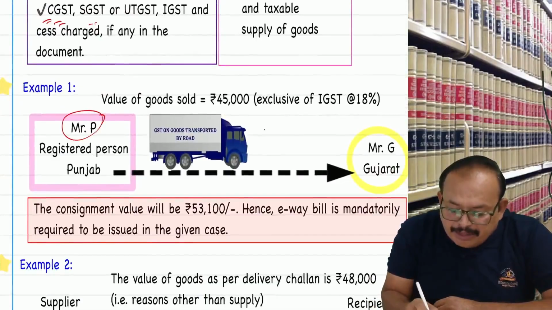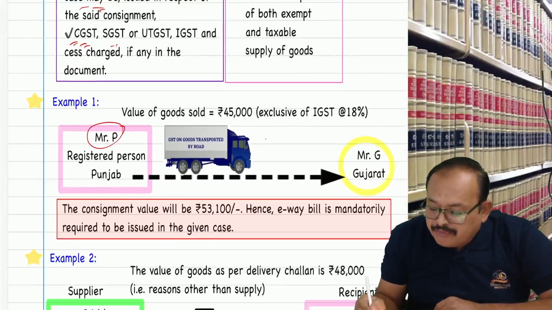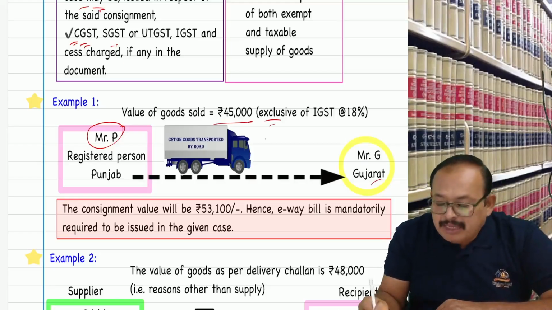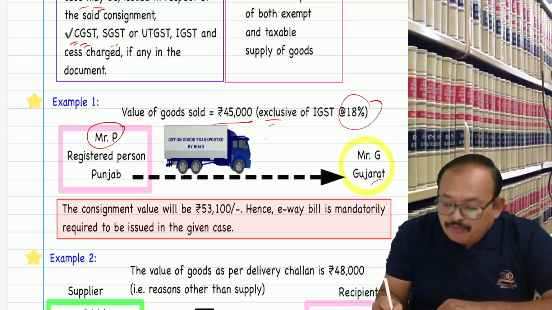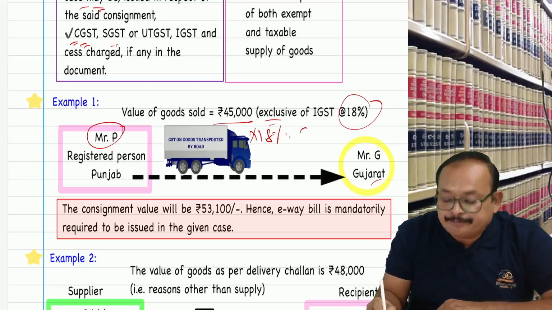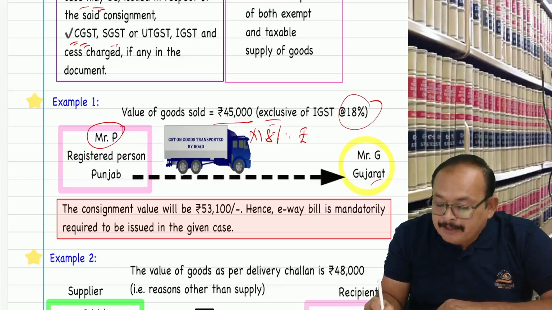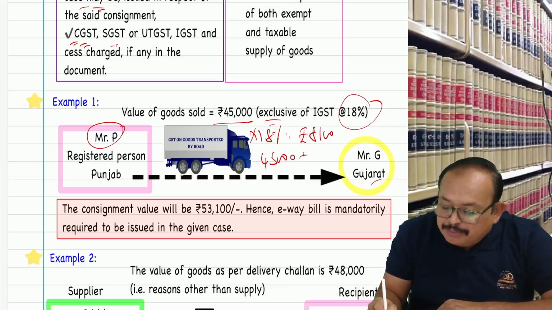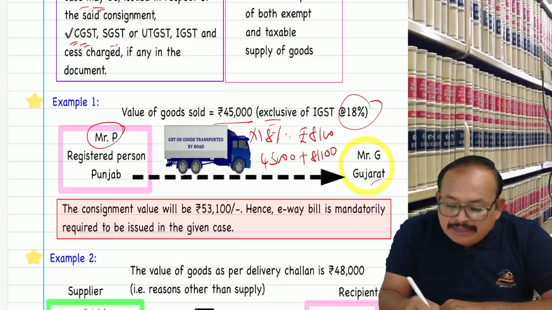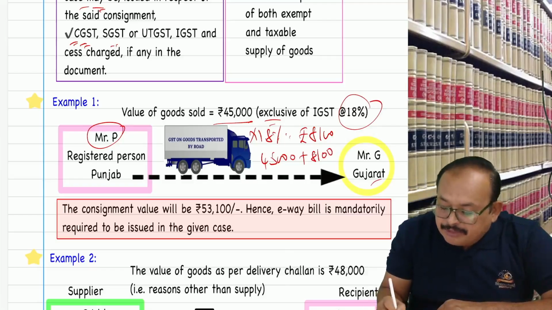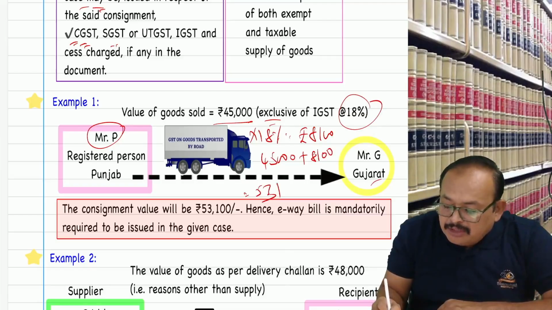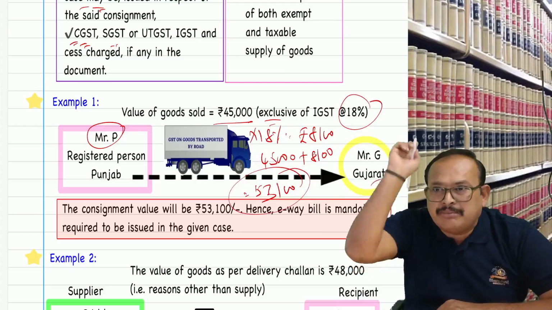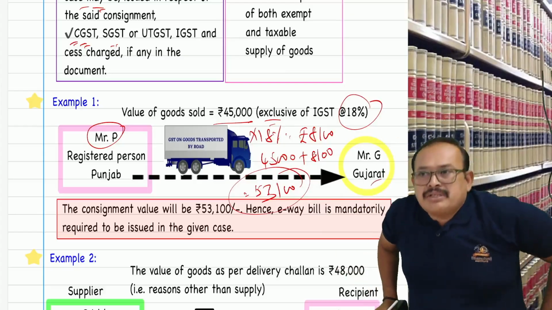Example 1: Mr. P from Punjab supplies goods to G of Gujarat, where the value of the goods is 45,000 exclusive of the GST, namely IGST at 18%. 45,000 at 18% GST comes to how much? Quickly, fast. 8,100. You have to include that: 45,000 plus 8,100 is 53,100. More than rupees 50,000. Interstate taxable supply of goods, so an e-way bill is mandatory. Get my point, sir?